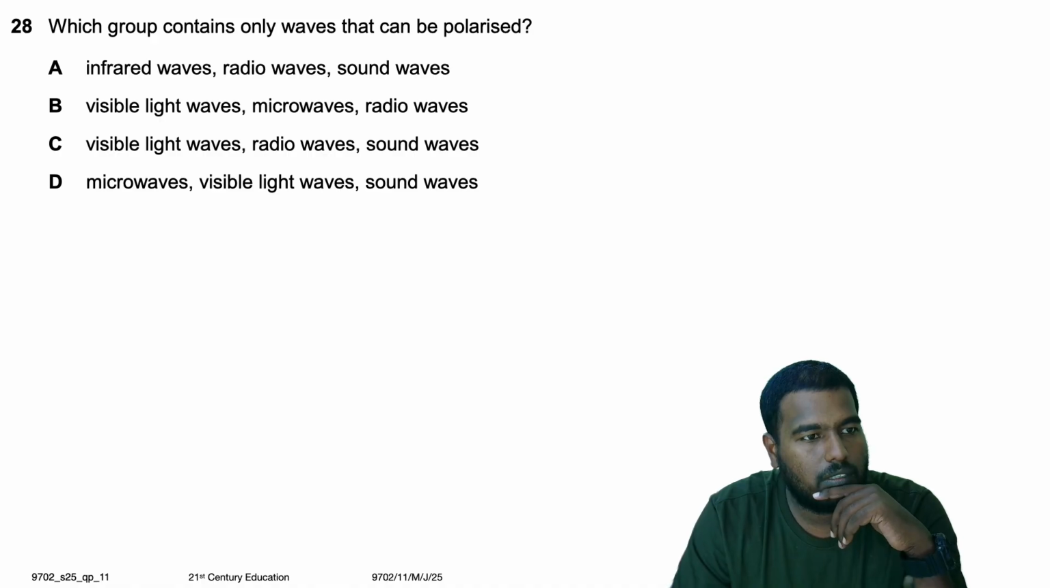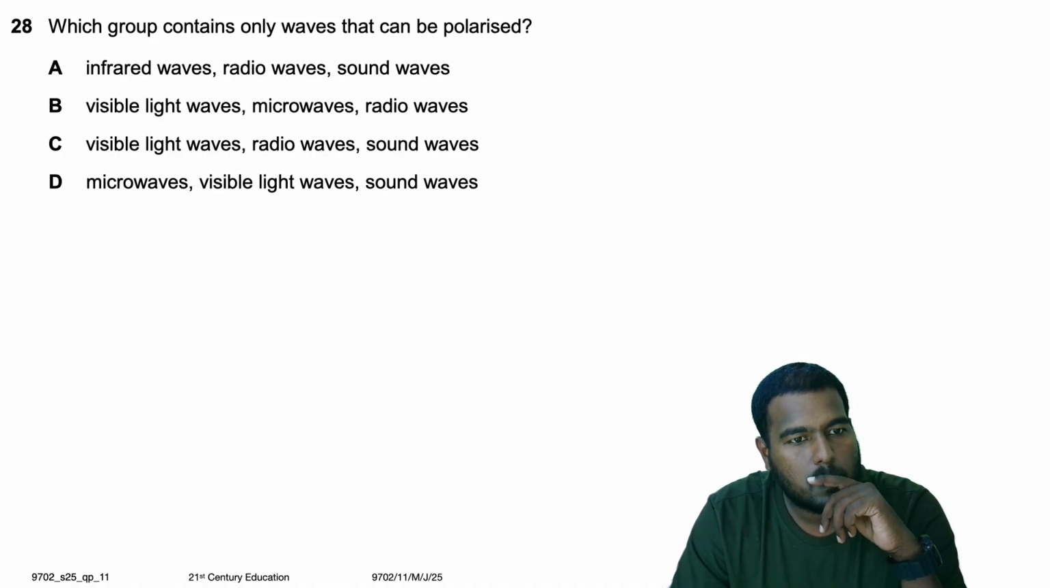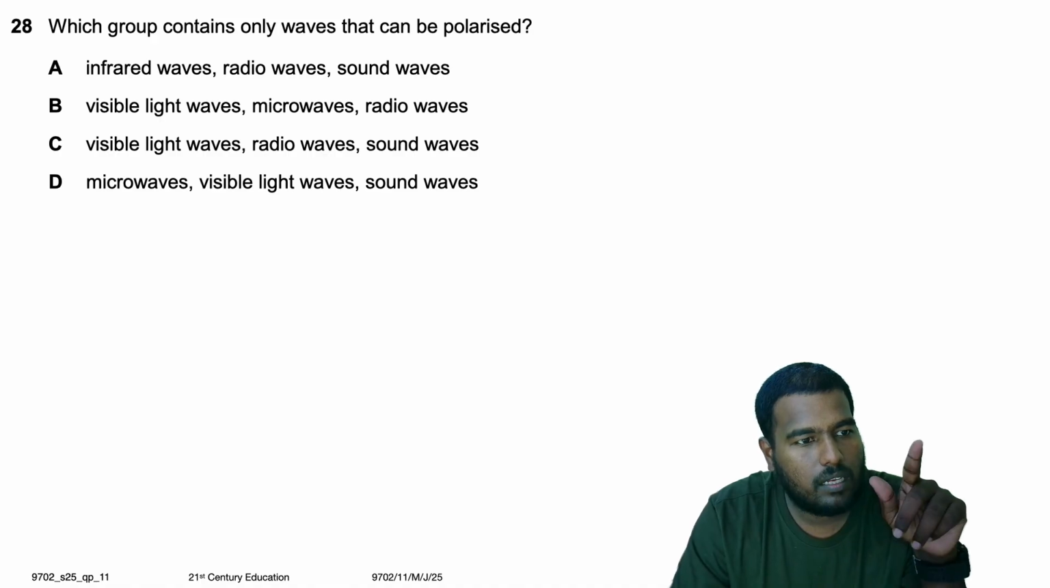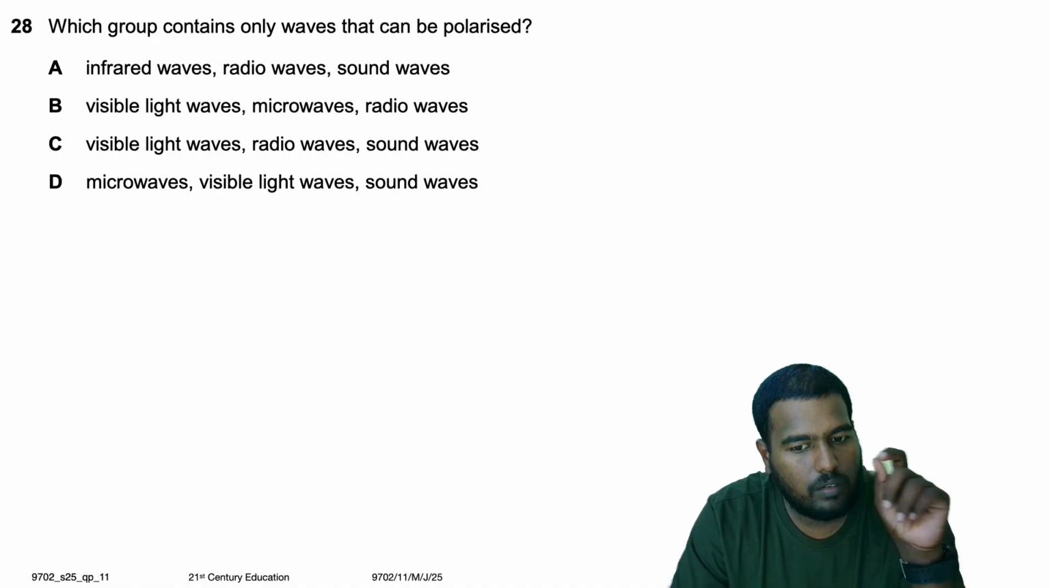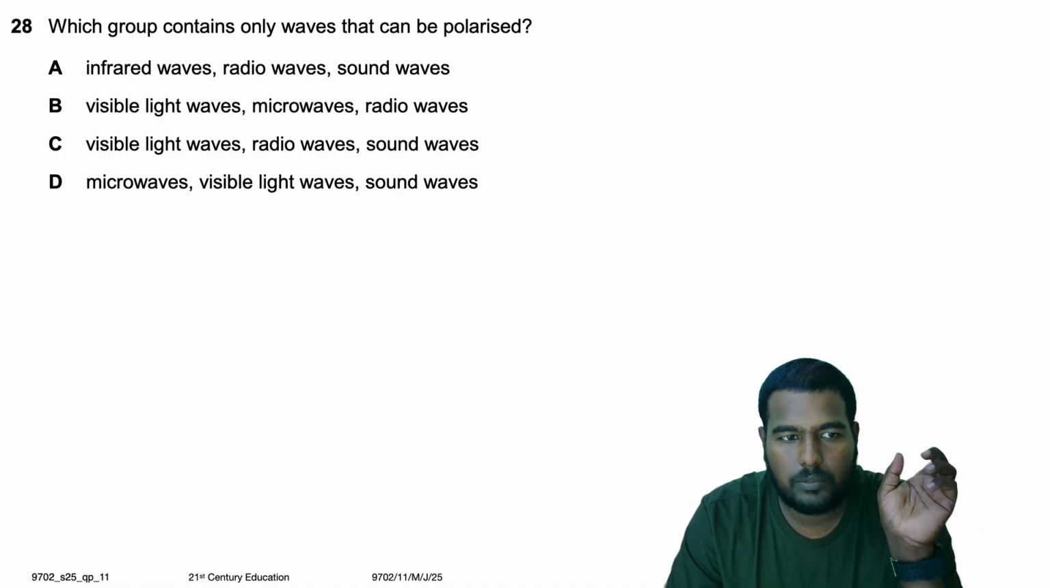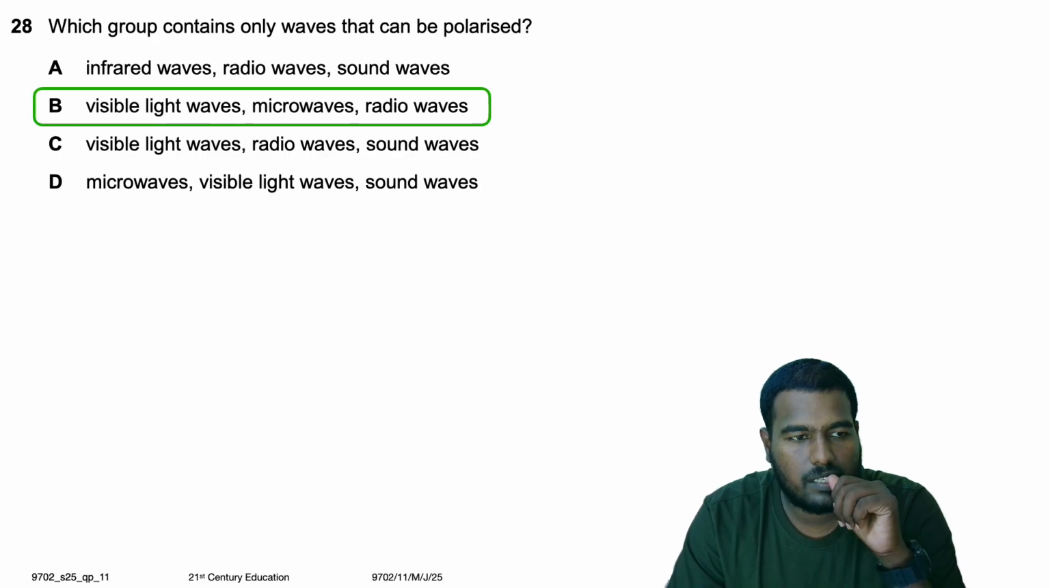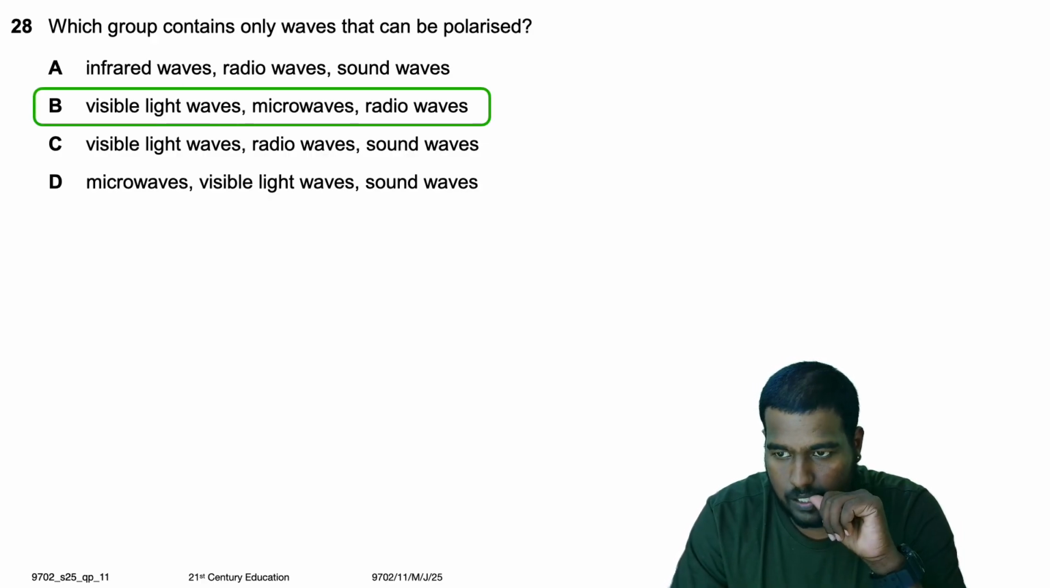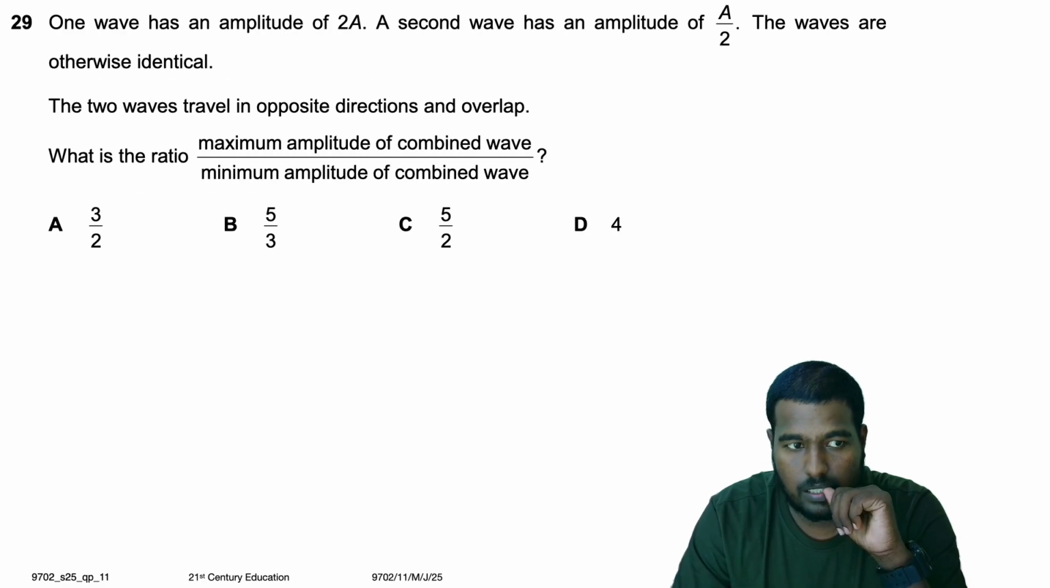Which group contains only waves that can be polarized? All three waves have sound waves, A, C, D, so they cannot be polarized. A longitudinal wave cannot be polarized. Only a transverse wave can be polarized. So option B. Only this has all the transverse waves.